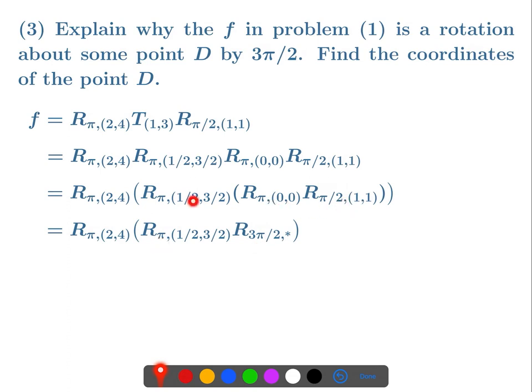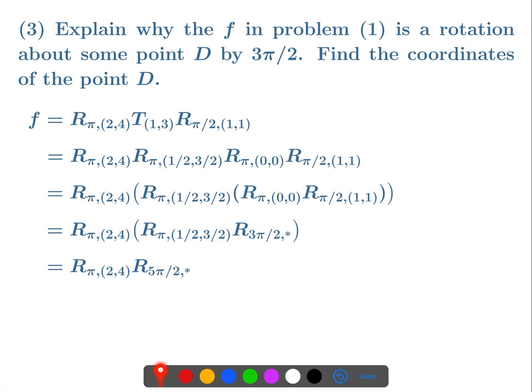And now I have a rotation here, this one right here, the rotation about 1/2, 3/2 by pi. And I'm multiplying these two together. I add the two angles, I get 5 pi over 2. Now 5 pi over 2 is not an integer multiple of 2 pi, so this will be a rotation by 5 pi over 2 about some point. This is a different point, but I'm just going to put a star there still, just because I don't know what it is, but there's some point there. It's not necessarily the same point, so it's really a different point. So that's what star is.